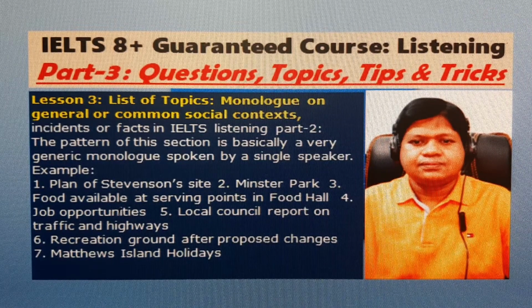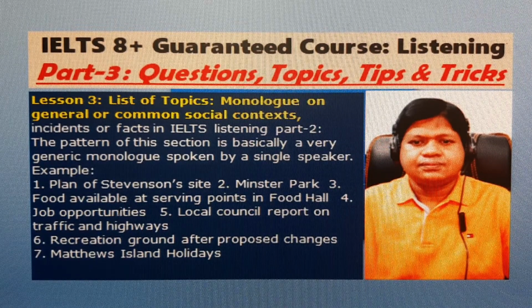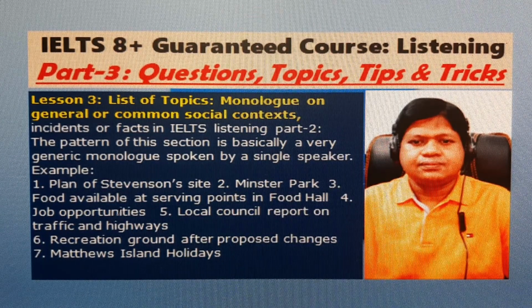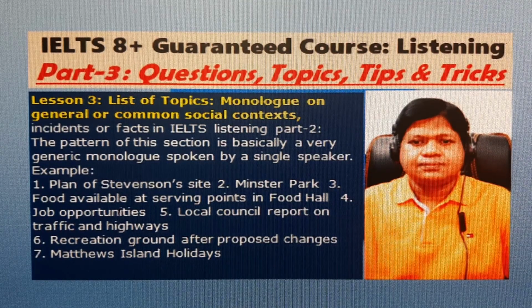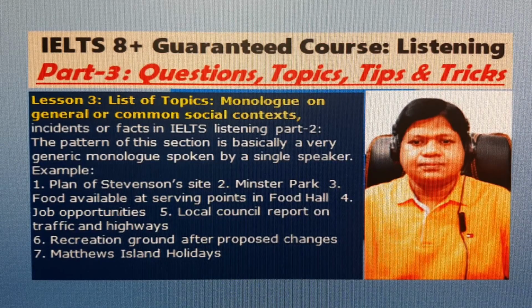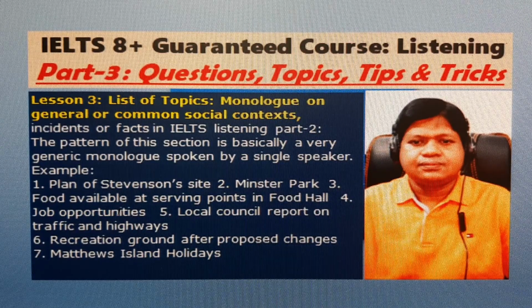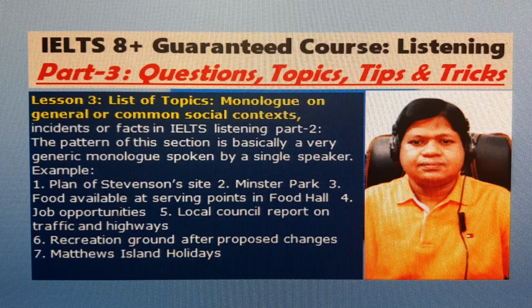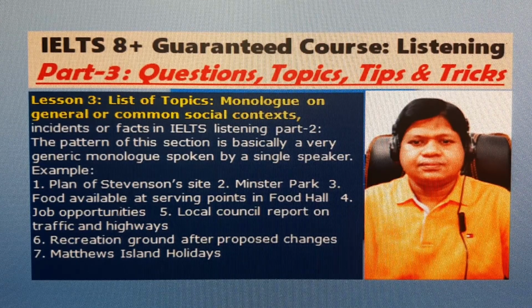Lesson 3. List of topics. Monologue on general or common social context, incidents or facts in IELTS listening Part 2. The pattern of this section is basically a very general monologue spoken by a single speaker. Example. Number 1. Plant of Stevenson site. Number 2. Minster Park. Number 3. Food available at serving points in food hall.